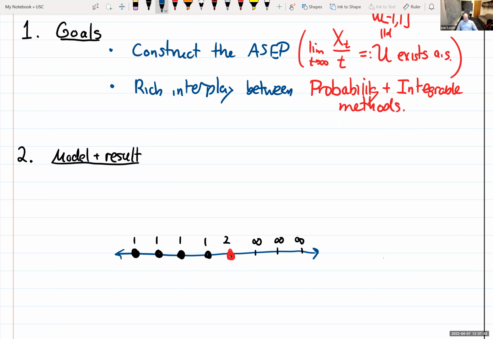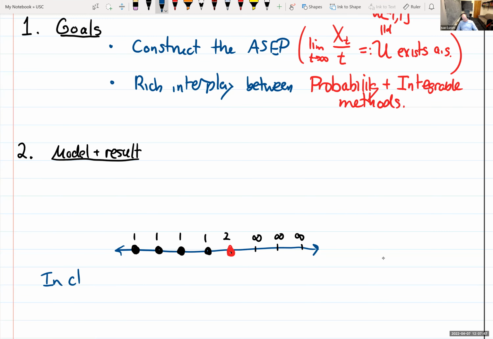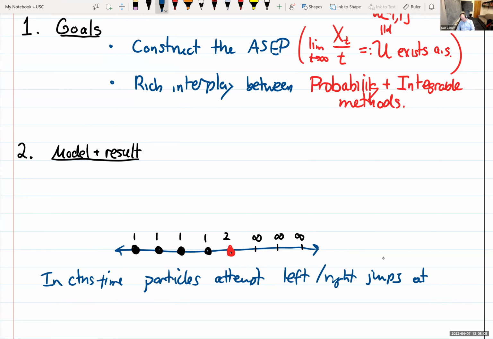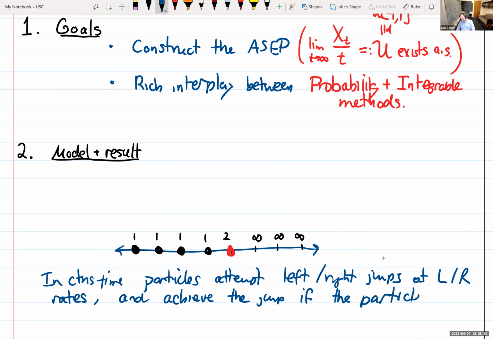Now, the rules of the game are the following. In continuous time, every particle attempts left and right jumps at exponential rates, rate L and rate R. And the jump is achieved if the particle's class is lower than that of the destination.